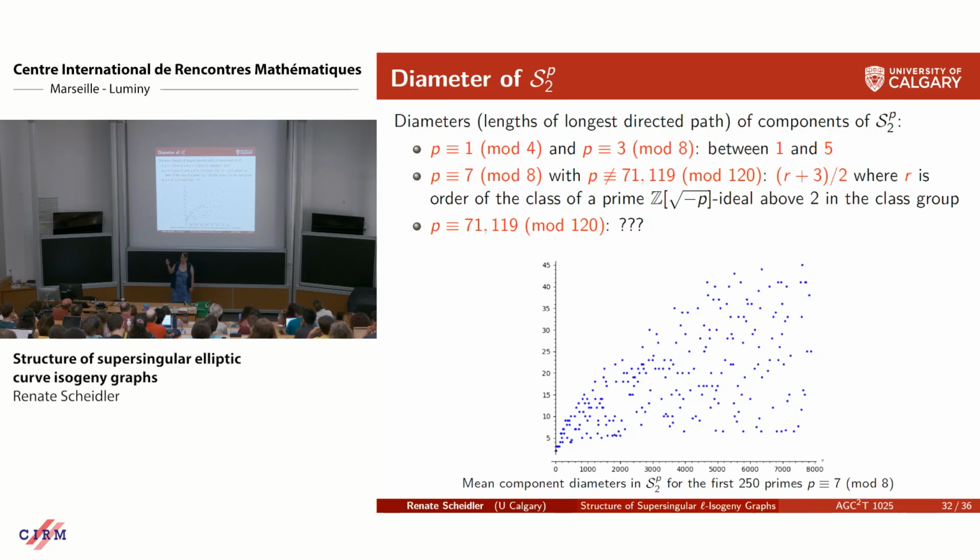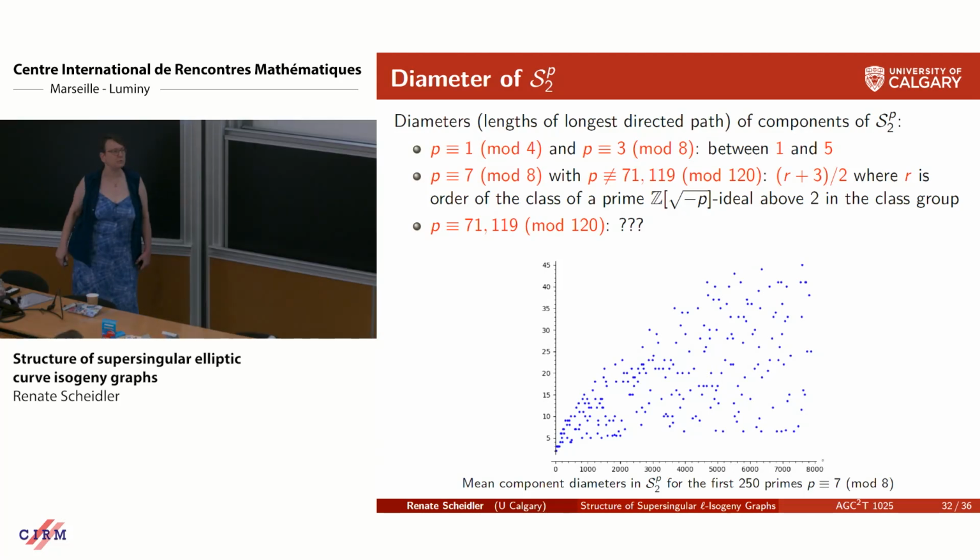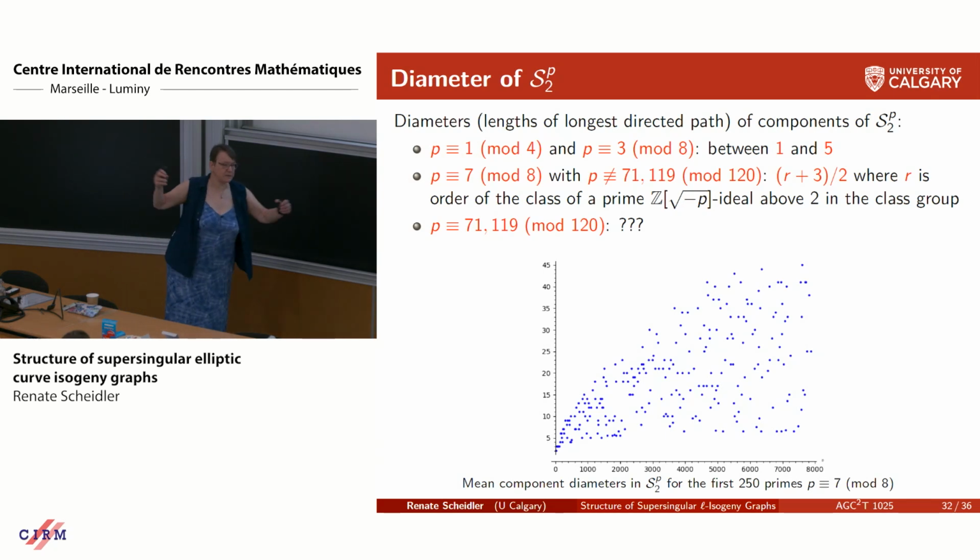And so this R could be as big as the class number, right? And the class number from the analytic class number formula is roughly the square root of the absolute value of the discriminant. So it's roughly square root of P. And so R plus 3 over 2 can be as big as square root of P over 2. And that's exactly this line here. So this curve here is square root of P over 2, okay? So that's the spine diameter. That sort of tells you how far you can travel within spine components.